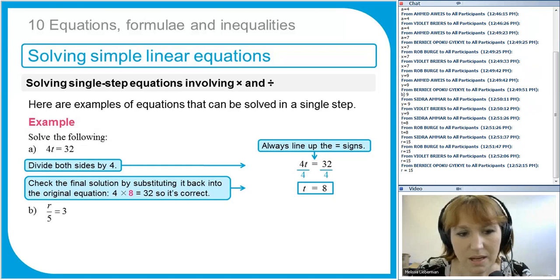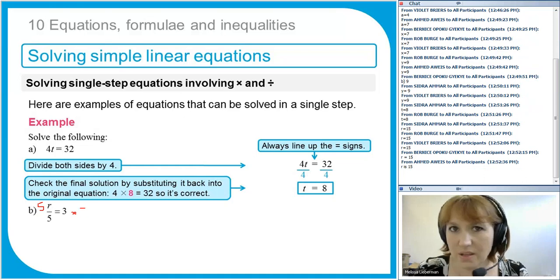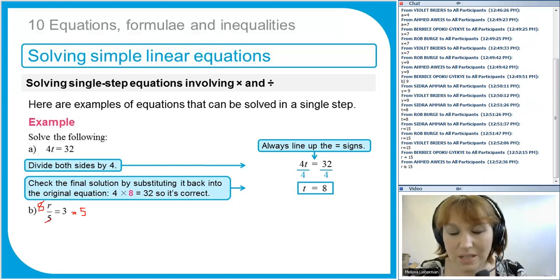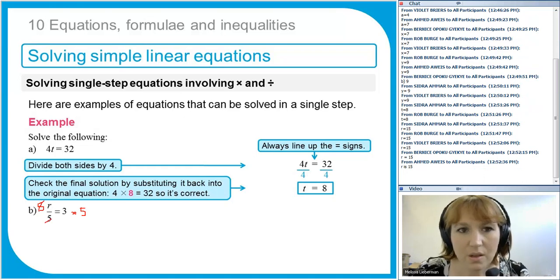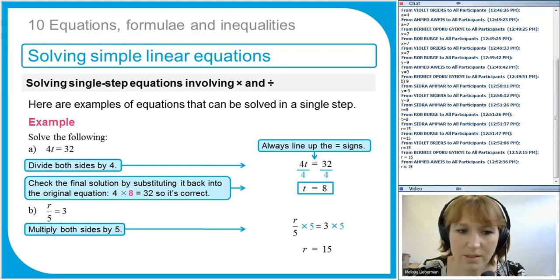So it's a little bit like cancelling. If I multiply the left-hand side by 5, I put a 5 there, and then I multiply the right-hand side by 5, I put the 5 there. It's still, because I've done the same thing to both sides, it's still equal. But then these cancel. So the 5 on the top cancels with the 5 at the bottom, so I get r on its own, which is what I wanted. So multiplying both sides by 5, the 5's cancel, r's on its own, and then I've got 3 times 5 on the right. So r is equal to 15, and then check that that works.